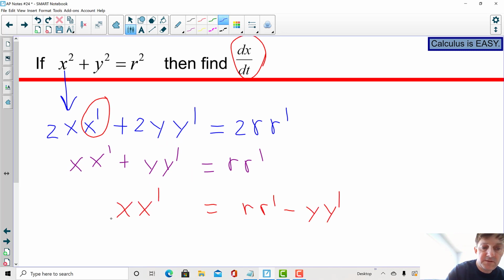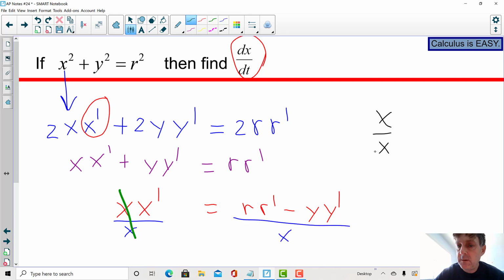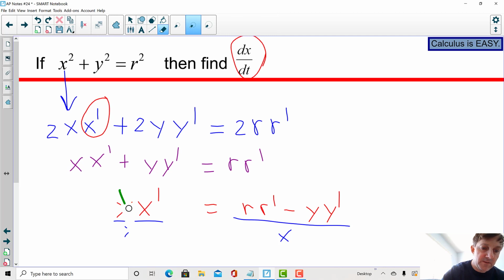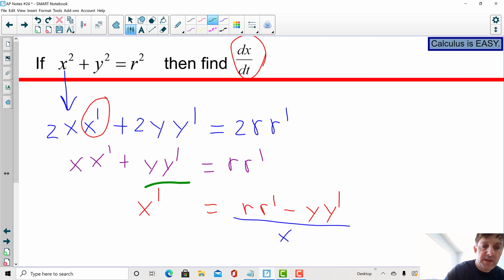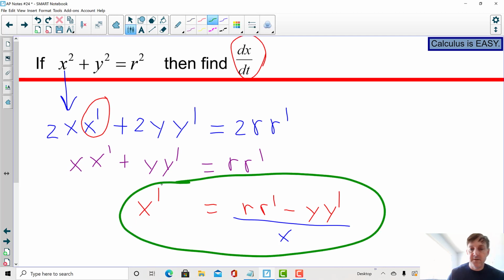And the last step is just to divide everything by x. On the left side, the x's will cancel. Again, the reason why x over x can cancel is because we're saying x cannot be 0. We're dealing with the equation of a circle, and it wouldn't be a circle if x was 0. Okay, after canceling the x's, we get that x prime is equal to this fraction right here.